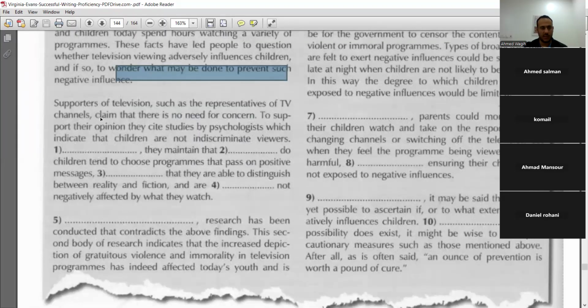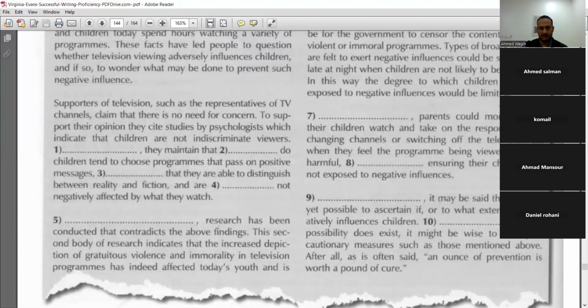So main body paragraph 1: supporters of television, such as representatives of TV channels. So he will talk now from the point of view of supporters, those people who support television, such as representatives of TV channels, claim that there is no need for concern. They say no problem for watching TV for kids or for children.